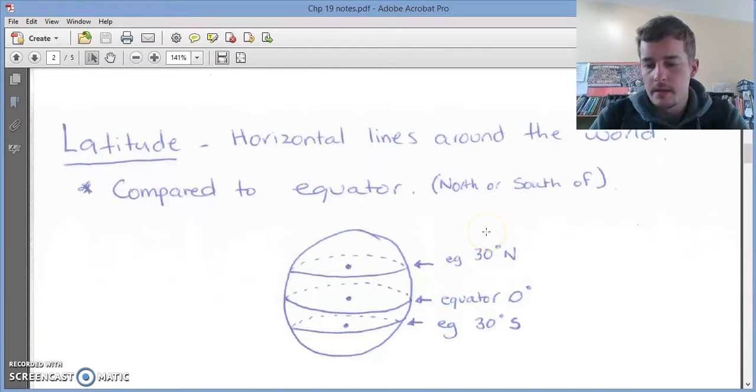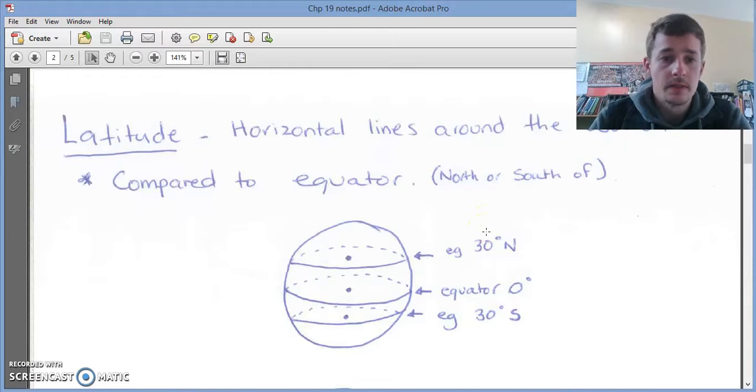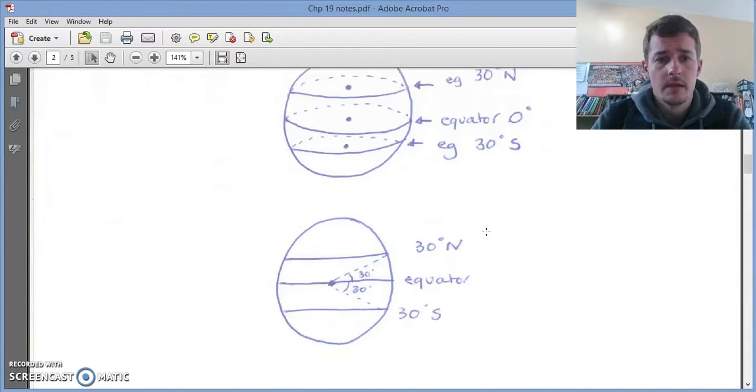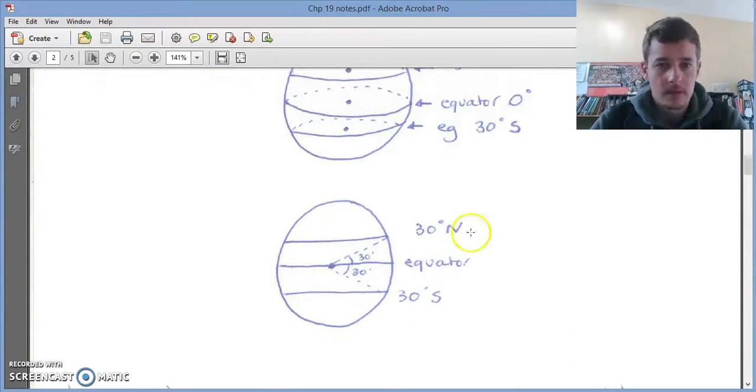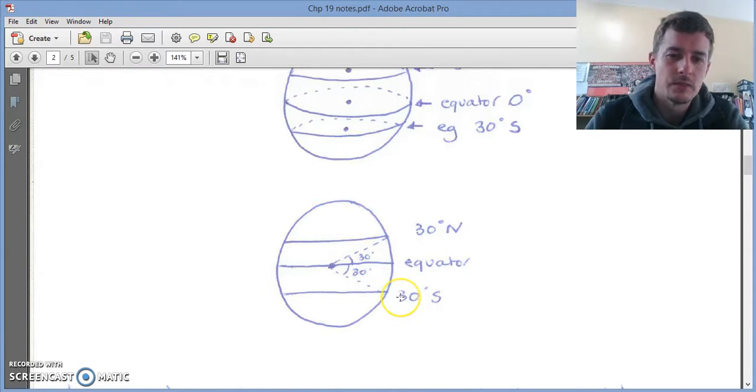And the best way to look at this is in a 2D diagram. So we've got a 3D diagram there, and we put it on a 2D diagram. There's our equator straight across the line. We're going 30 degrees north of the equator, or 30 degrees south of the equator in this example. So the best way to do it is to look at it as a 2D diagram.